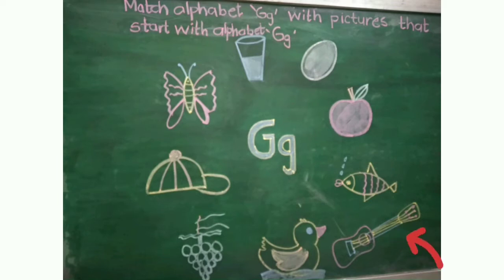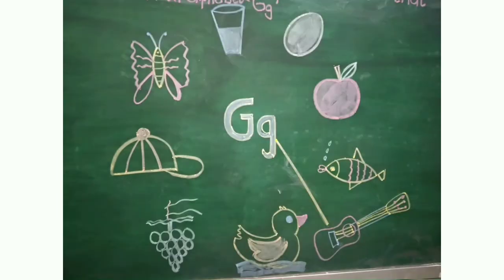This is a guitar. Does it start with alphabet G? Yes, so we will match it. This is a duck. Does it start with alphabet G? No, so we will not match it. These are grapes. Does it start with alphabet G? Yes, so we will match it.